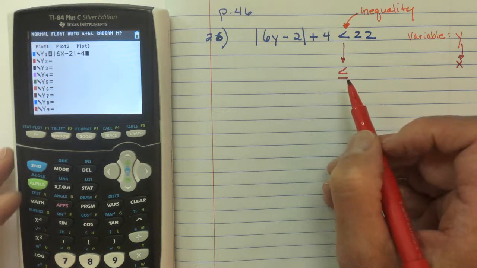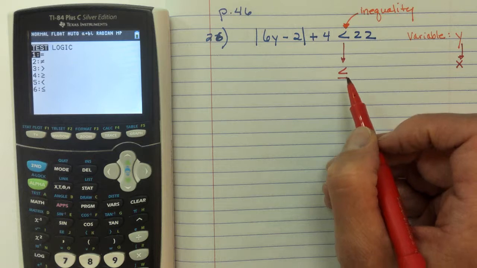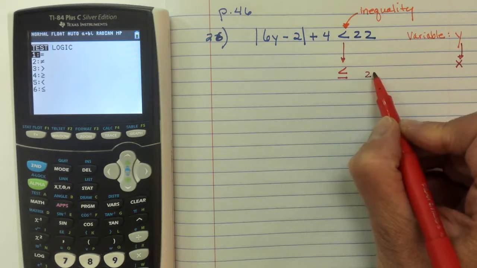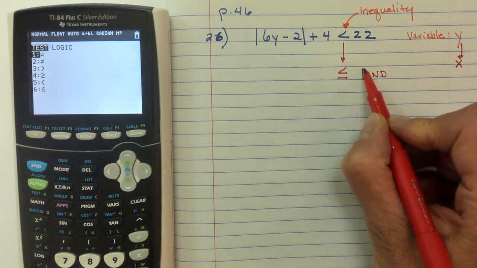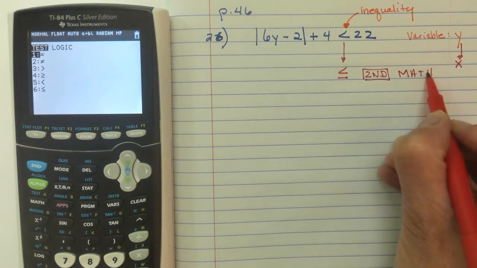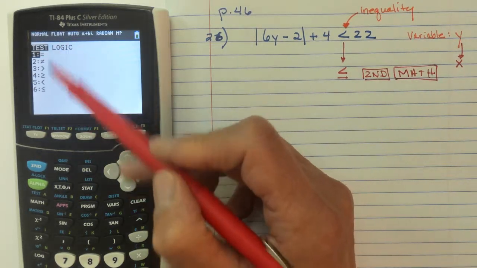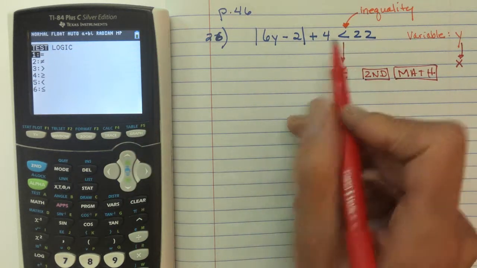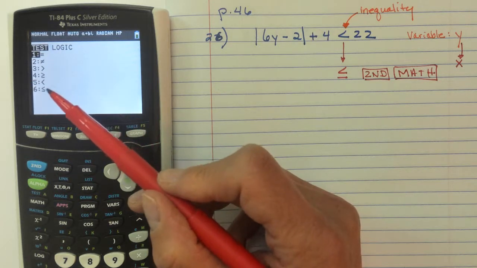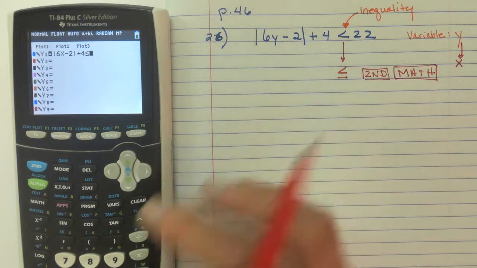So now I'm going to do second math. So here, what did I do? I did second math. And you can see that now I have my inequalities. I am going to not pick 5, I'm going to pick 6. And then I'm going to put in 22.